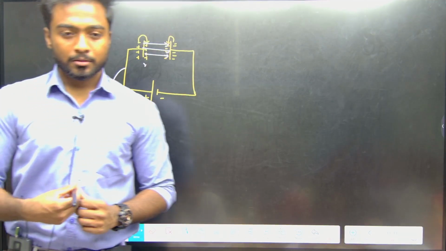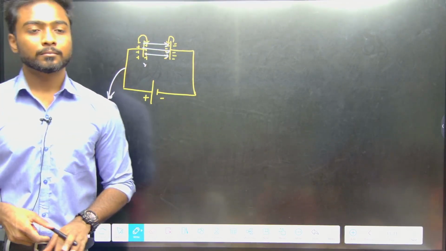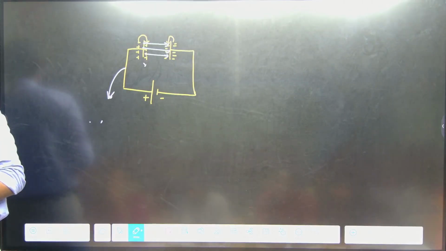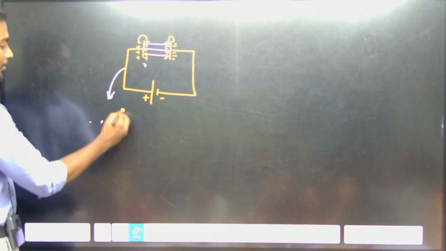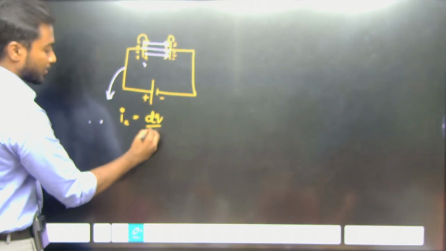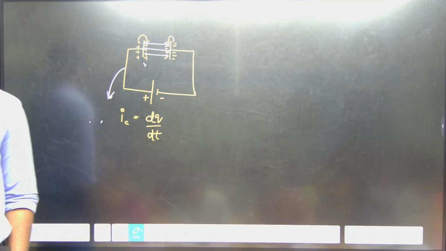Okay, so what is the current formula? Q by t. We are talking about the conduction current, which is nothing but the normal flow of charge, which is dq by dt. Take down: the conduction current is nothing but dq by dt.